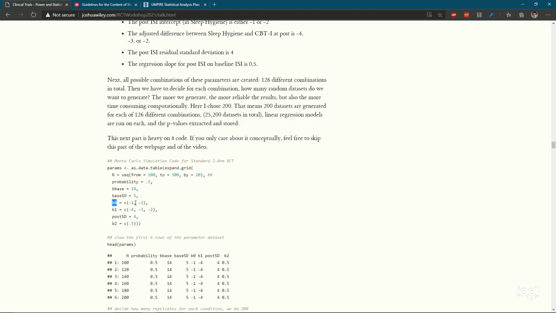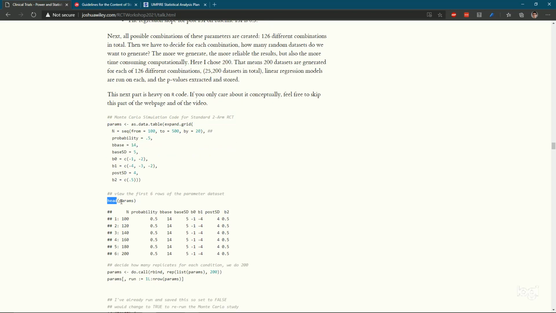B0, which is my post-intervention intercept, is going to be either, c concatenates multiple numbers together, so it makes a vector, so it's going to be either -1 or -2. My CBTI effect B1 is going to be -4 or -3 or -2. My post-ISI standard deviation is 4. And the stability of ISI over time is 0.5. And that will all get put together into a data table.